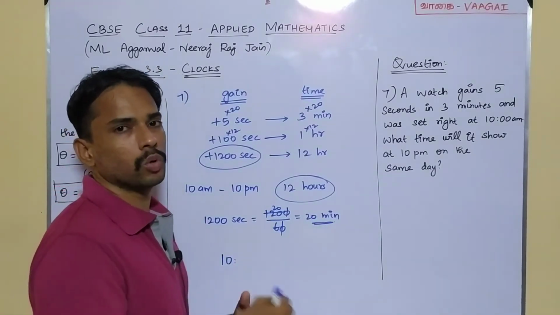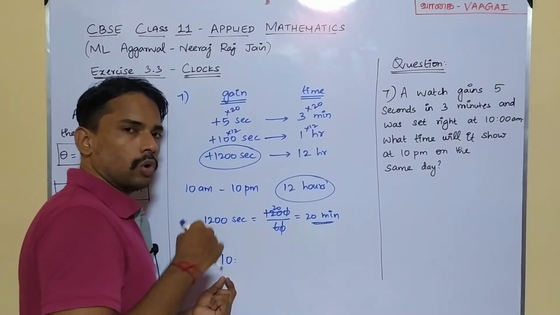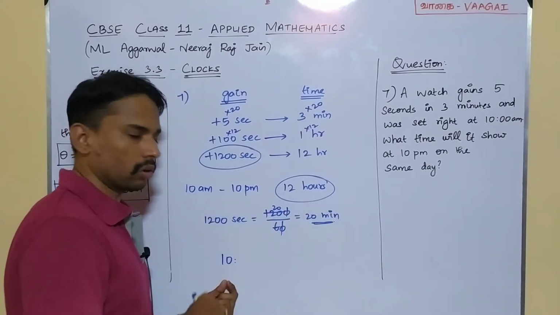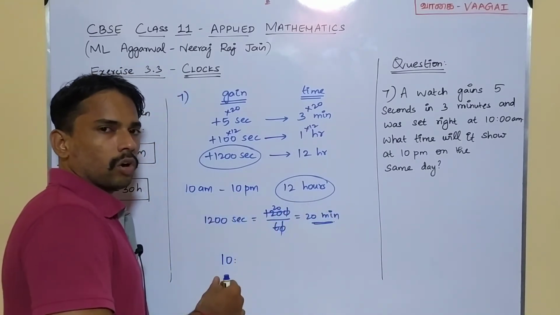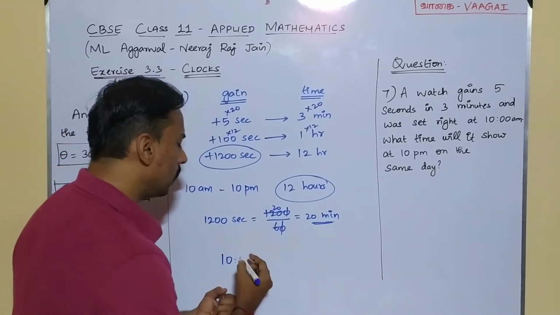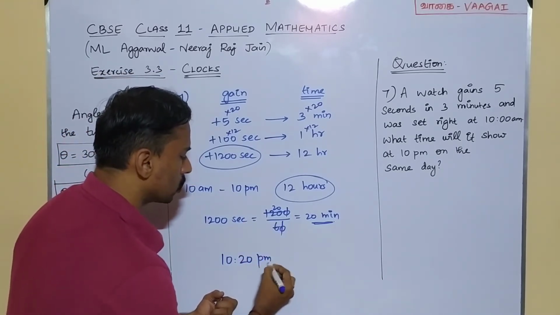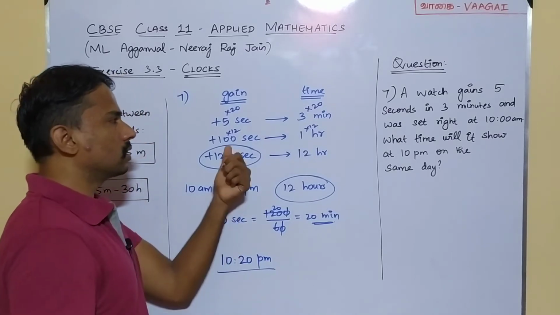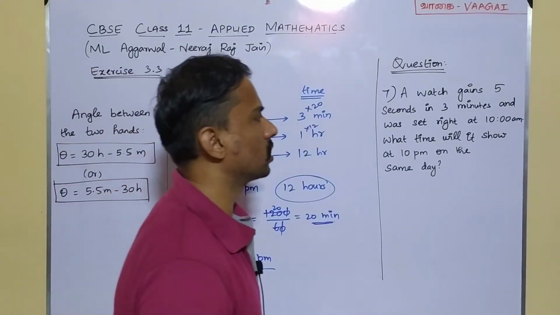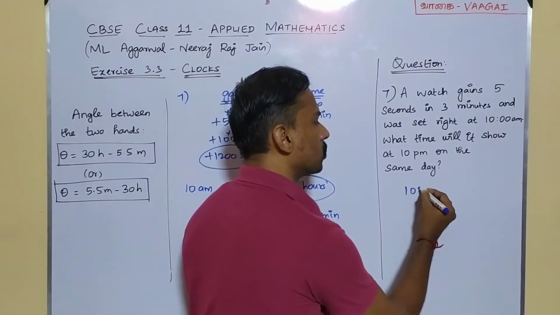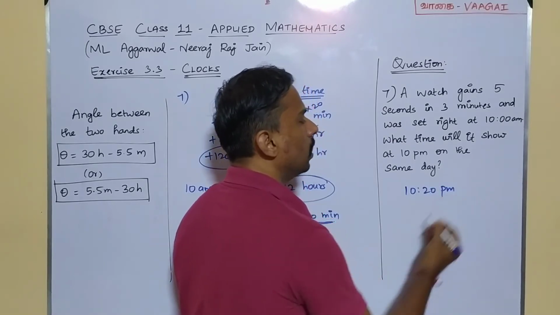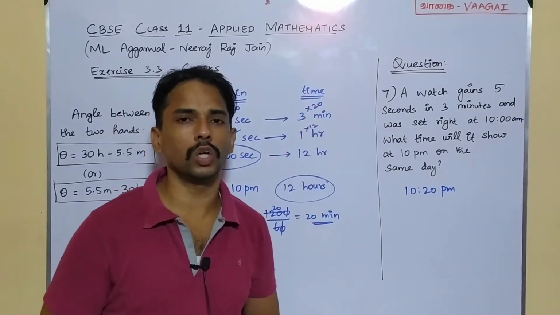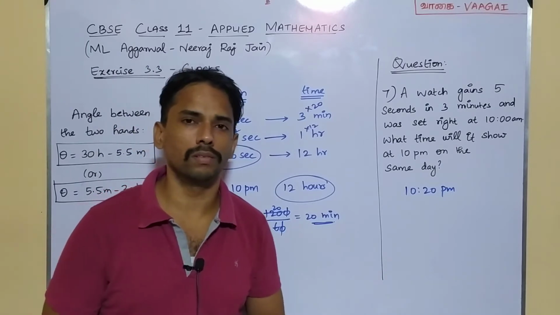So what would be the time shown here? It will show a time 20 minutes more than the correct clock. So obviously 10 o'clock is the correct time, and 20 minutes more will be 10:20 p.m. So this will be the time shown in this gaining clock. So the answer to this question will be 10:20 p.m. This clock will show a time 10:20 p.m., which is the answer to our 7th question.